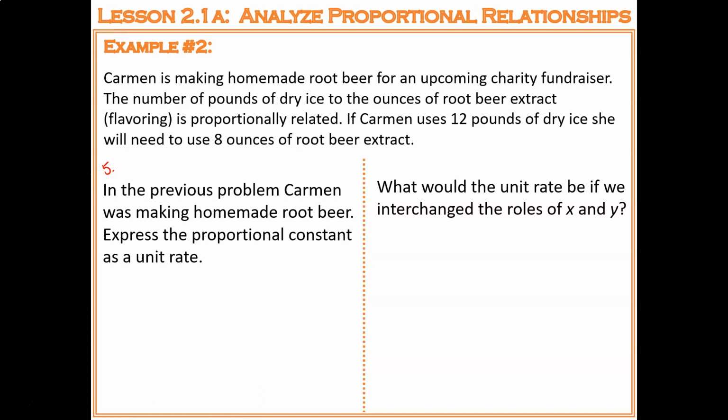Okay? So let's look at, this is number 5 in your notes. In the previous problem, Carmen was making homemade root beer. Express the proportional constant as a unit rate. And remember, we said that the proportional constant and unit rate are the same thing. So we're still at that 1.5 or 3/2. Same thing. What would the unit rate be if you interchange the roles of X and Y? We talked about that. We would just flip them over. So it would be 2/3.